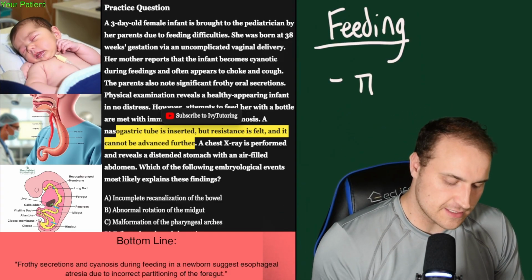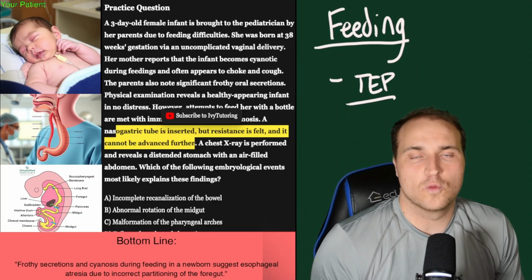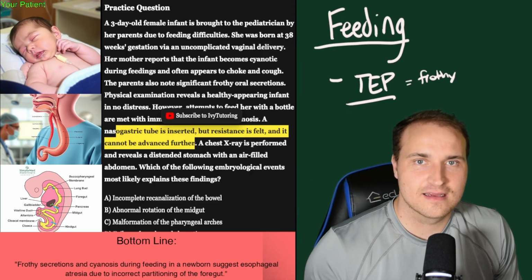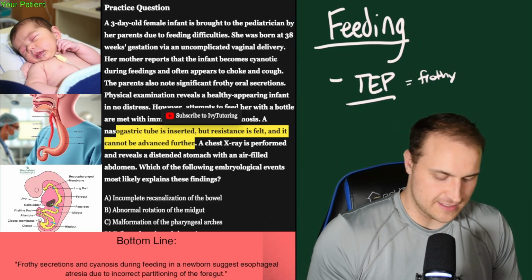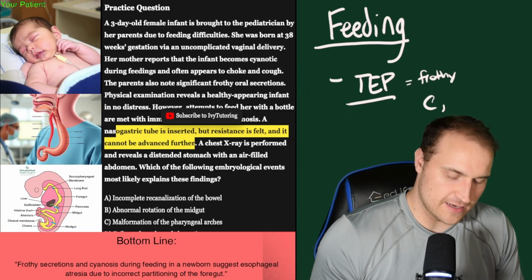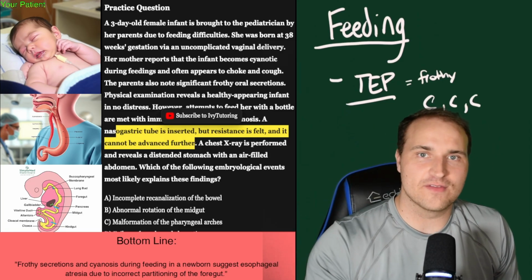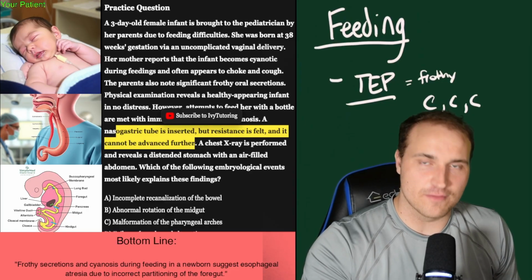So first is obviously tracheoesophageal fistula with esophageal atresia. And this normally involves the frothy secretions, choking, coughing, and cyanosis, the 3 C's. Choking, coughing, cyanosis during feeds, and the nasogastric tube will coil and you have air in the stomach. And the key feature is the failure of the foregut positioning.